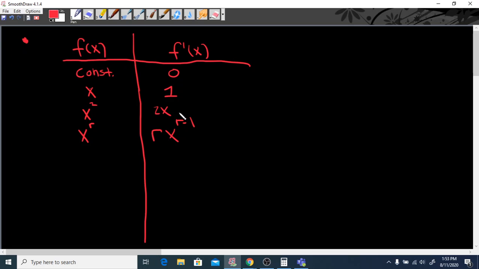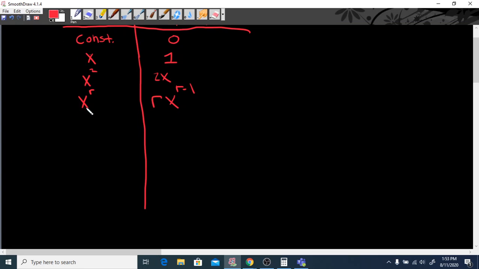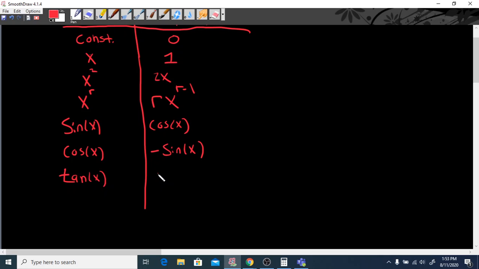Okay. Then we did the video about sine. The derivative of sine is cosine. And I want you guys to do cosine, and if you do that, the result you're looking for is negative sine. What else? Derivative of tangent is secant squared.